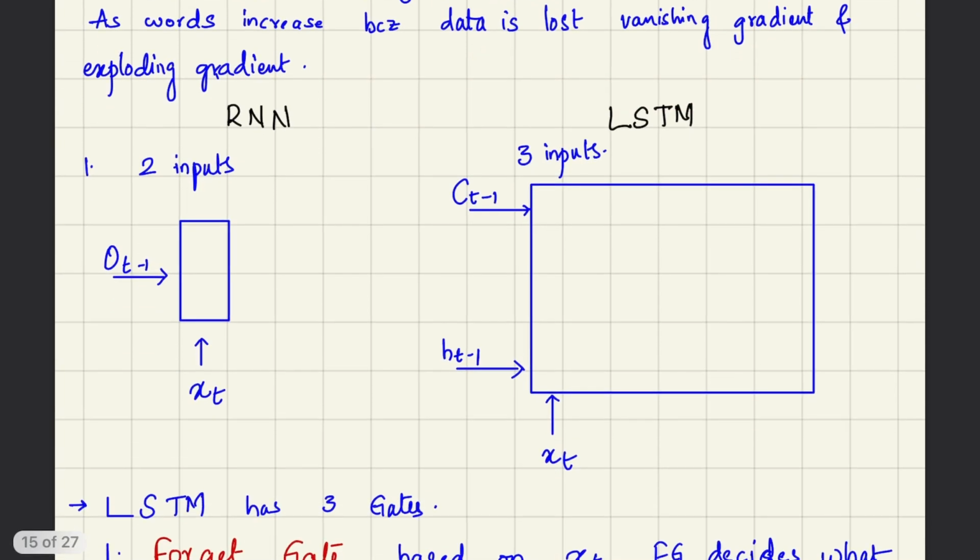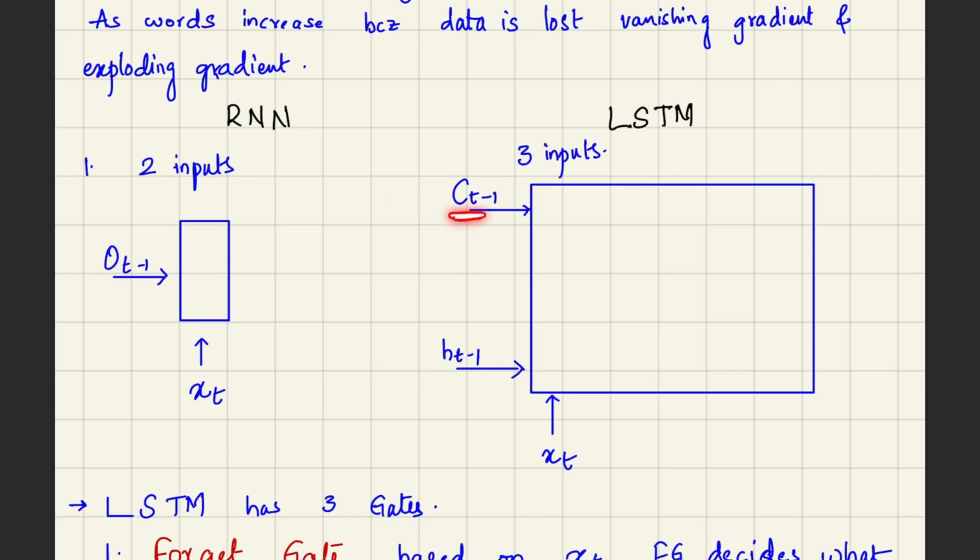Previously we know that in RNN we have one input, and also we have another HT minus 1 which comes from the previous iteration. Whereas in LSTM we have three inputs. One is our word, the other one is HT, the hidden state from the previous time step, and another one is the cell state from the previous time step.